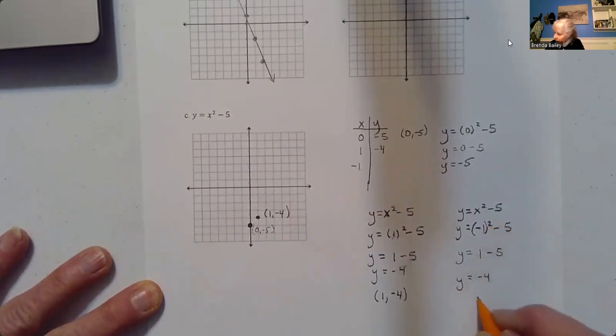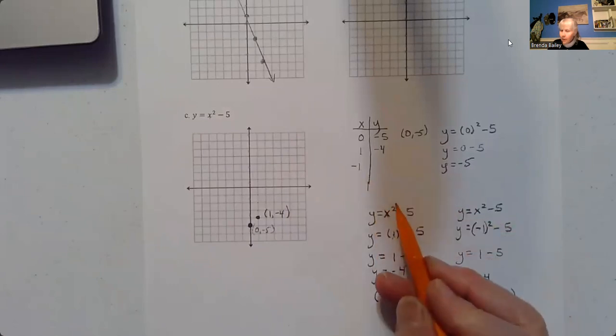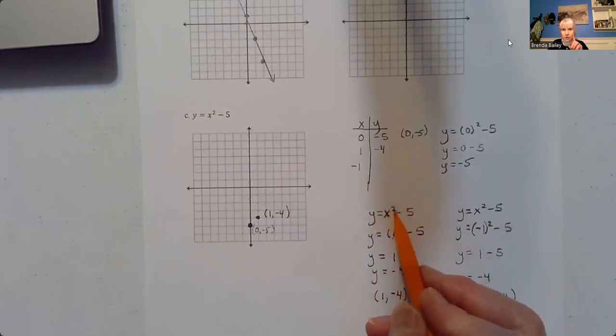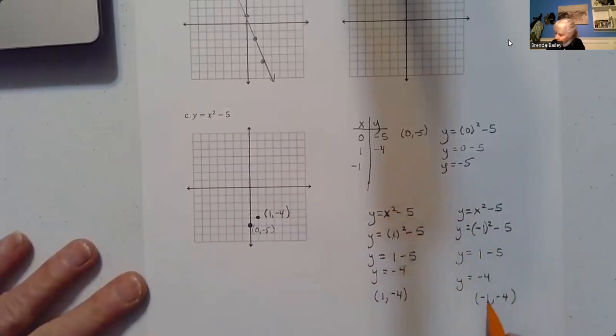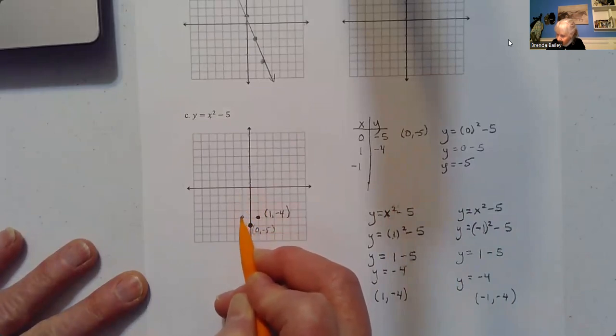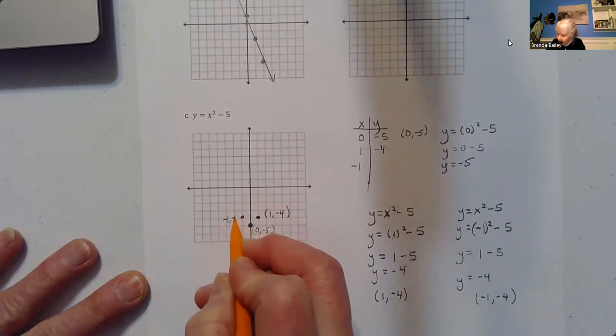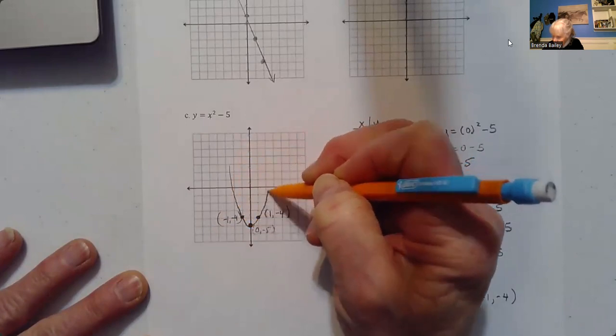So it just so happens that when I put in a +1, I get a -4, and when I put in a -1, I also got a -4. So the picture is going to look different. It's not going to be a straight line because we have this exponent on the x. It's no longer to the first power. So the power tells you what the picture of the solutions is going to look like, which is kind of neat. So we'll go to a -1 and go down to a -4 and plot our point. What happens is you end up with something that looks like this.